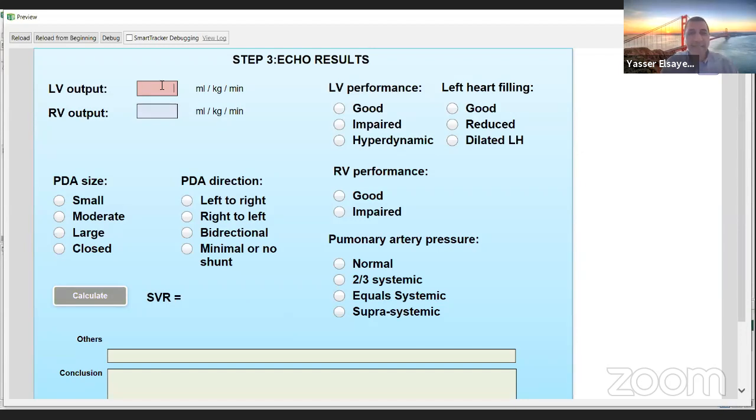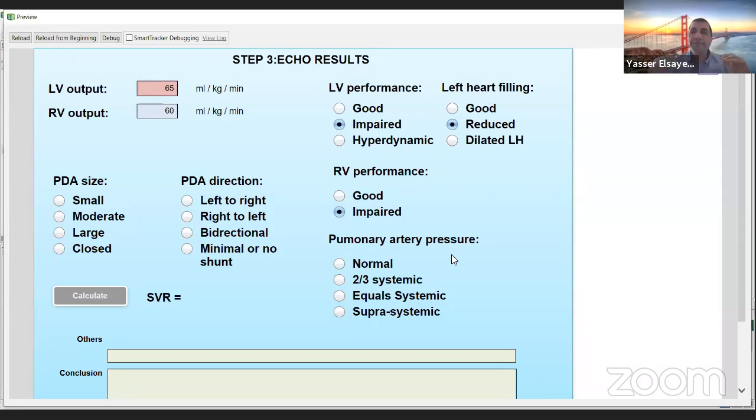So cardiac output in this case, as I mentioned, was very low. It was 65 for the left ventricle and only 60 for the right ventricle. That's very low cardiac output, even for the first few hours. And you have LV performance impaired, LV filling reduced, and RV performance impaired, and pulmonary artery pressure. Now, I think that's a new lesson that probably you need to keep in mind.